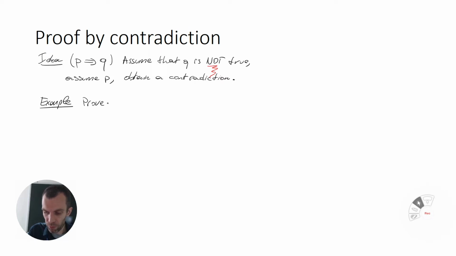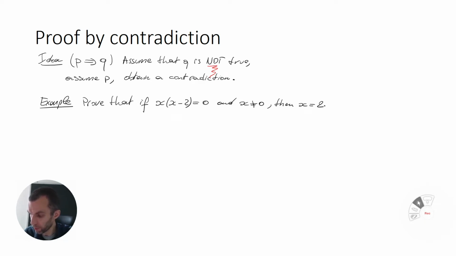So let's prove that if x times x minus 2 is equal to 0 and x is different from 0, then x is equal to 2. So you could do this with a direct proof, but let's do it with contradiction. So we start by saying assume that the thing that we want to prove is not true. So assume that x is different from 2.